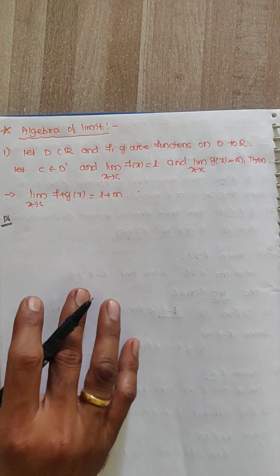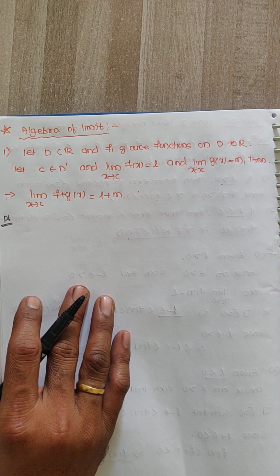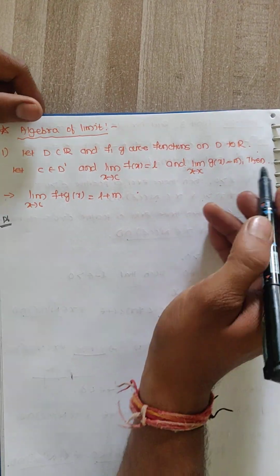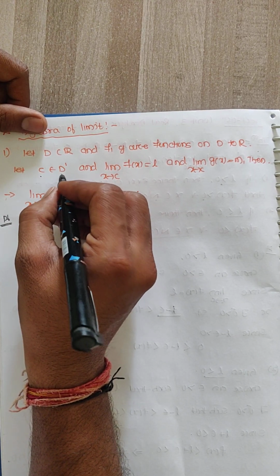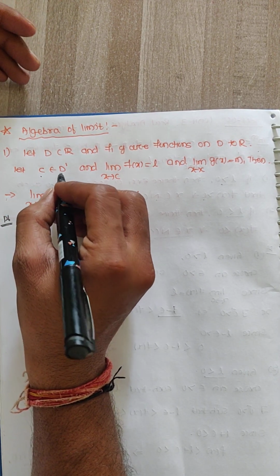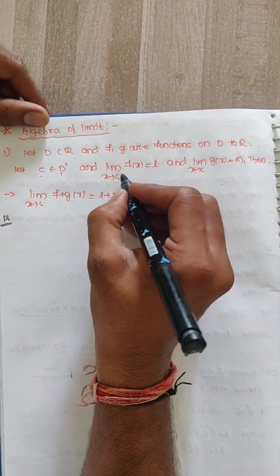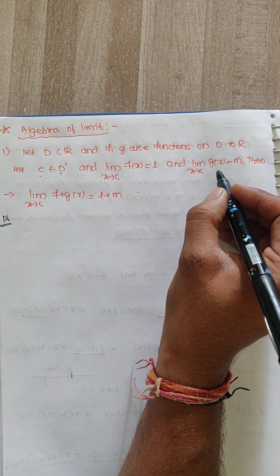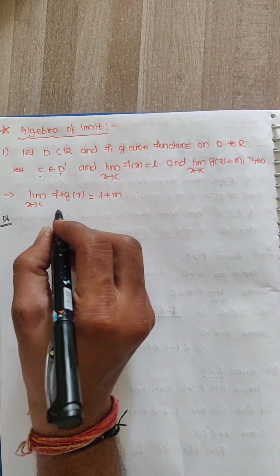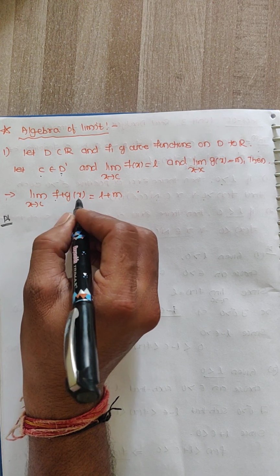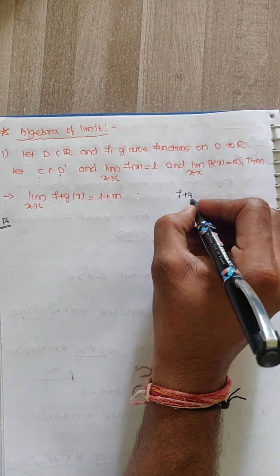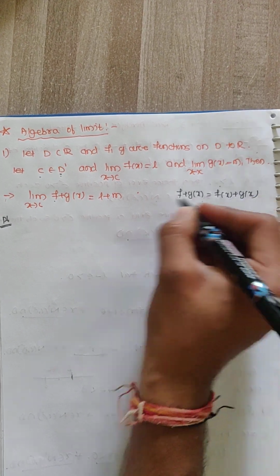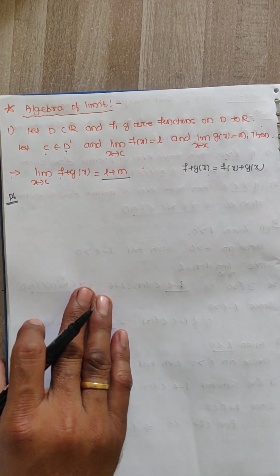Okay, next is the algebra of limit. Let D be a subset of R, and f and g are two functions on D to R, and let C belong to D-bar, meaning C either belongs to D or is a limit point of D, and limit as x tends to C of f(x) is equal to L, limit as x tends to C of g(x) is equal to M. Then limit as x tends to C of (f plus g)(x), that is f(x) plus g(x), goes to L plus M. That's called the sum of the algebra.